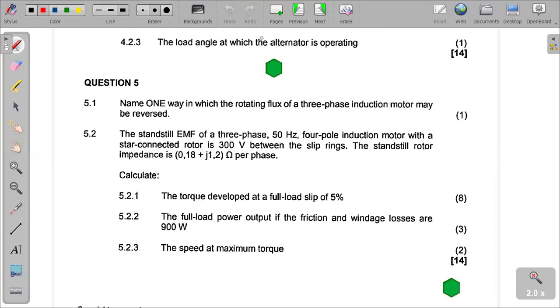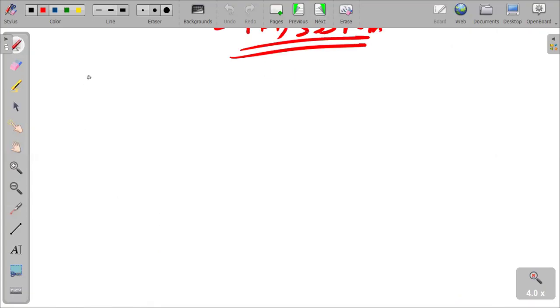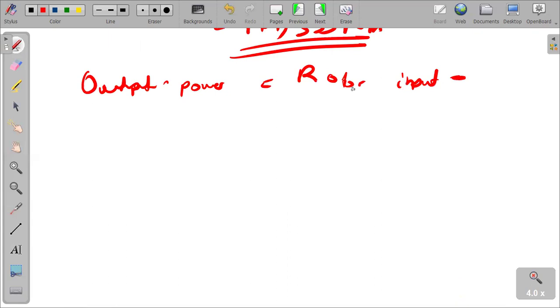5.2.2 is now asking for the full load power output if the friction and the windage losses are 900 watts. The output power P out is equal to the rotor input minus the rotor copper losses, minus the friction and windage losses.